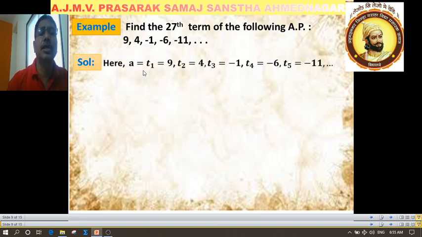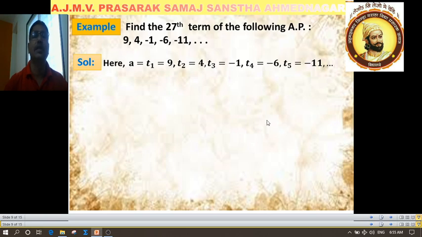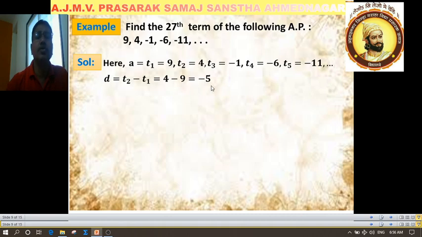So solution here: a is equal to t1 is equal to 9, t2 is equal to 4, t3 means third term minus 1, t4 means fourth term minus 6, t5 minus 11, and so on. So common difference d is equal to t2 minus t1 is equal to 4 minus 9, which is minus 5. So common difference d is equal to minus 5, first term a is 9. The formula for nth term tn is equal to a plus n minus 1 times d.